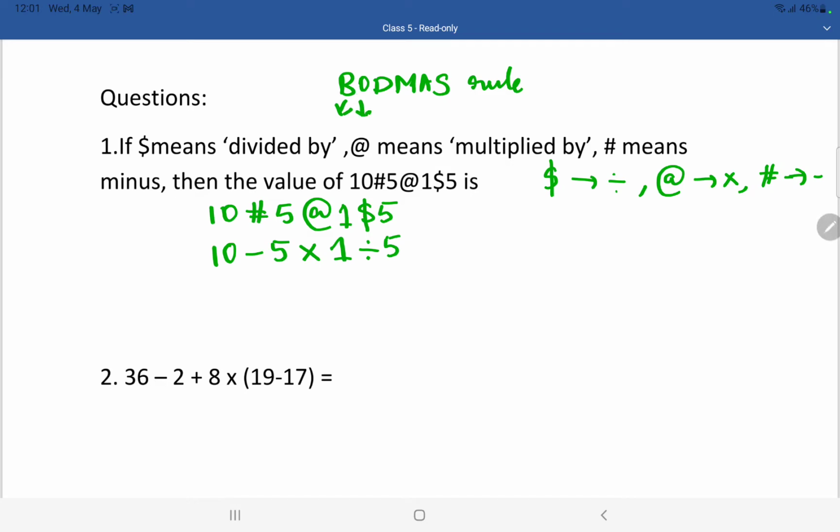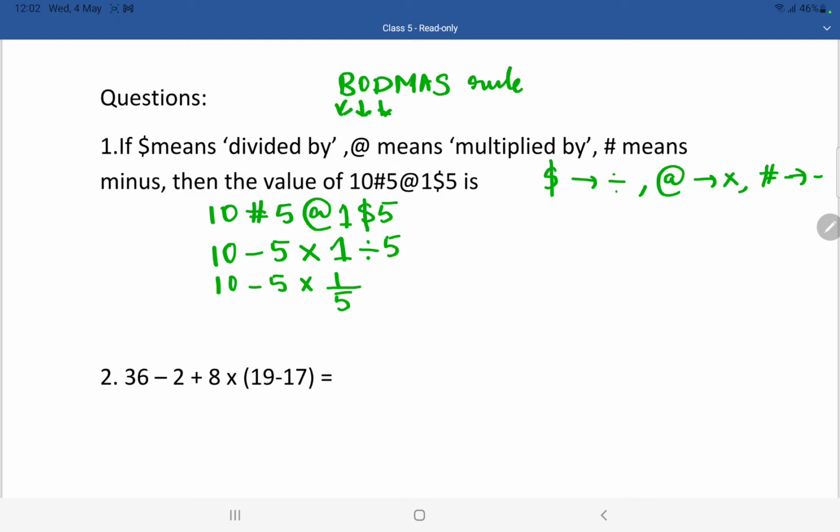Do we have of? Do we have the word OF? No, we don't have of. So leave it. Do we have division? Yes, we have division here. So first you need to do division. If I do this, I can write it as 10 minus 5 into 1 divided by 5. I am going to write it like this.